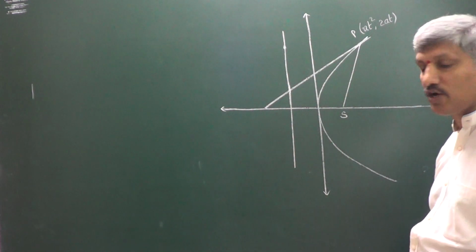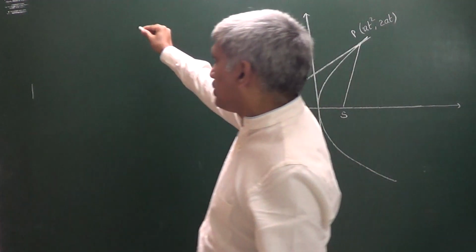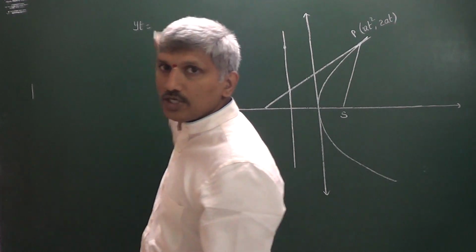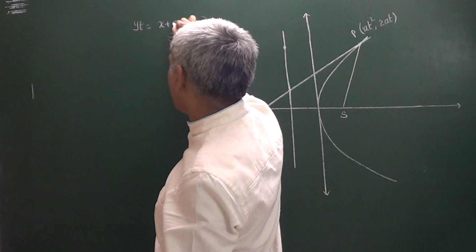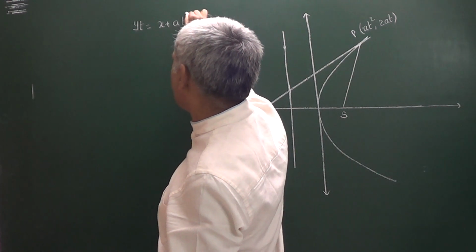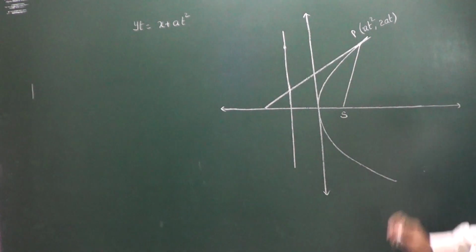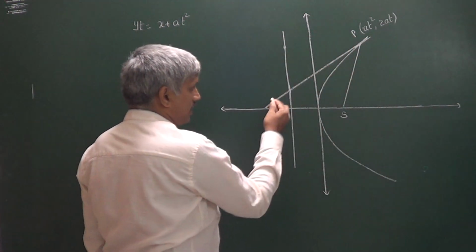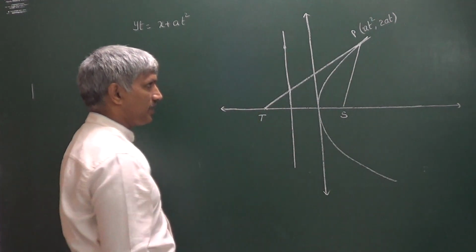You know the equation of the tangent. The equation of the tangent is yt = x + at². That is the equation of the tangent drawn at point P. So that tangent meets the axis of the parabola at a point T.